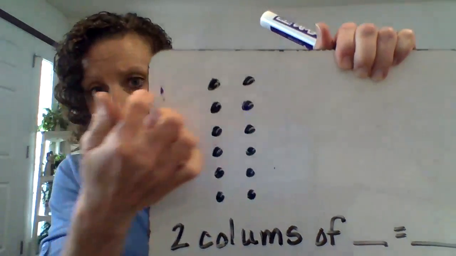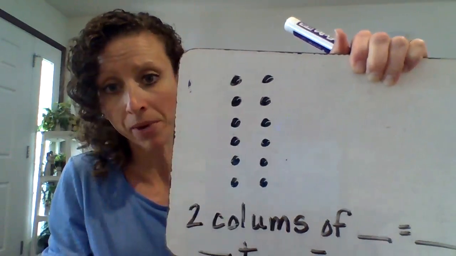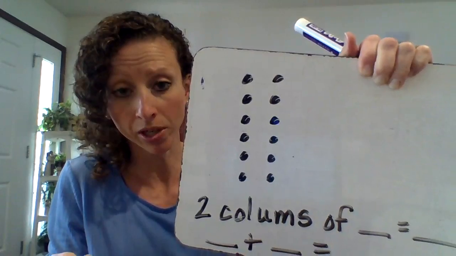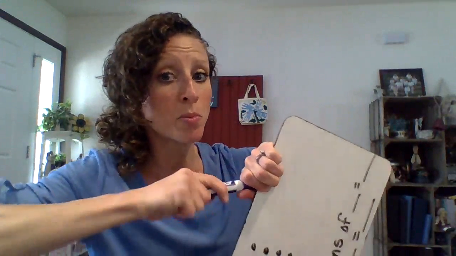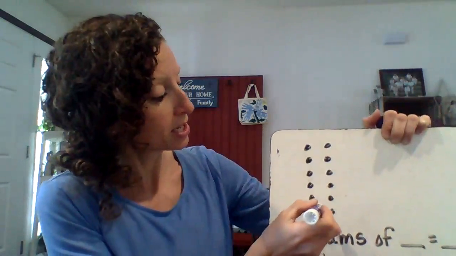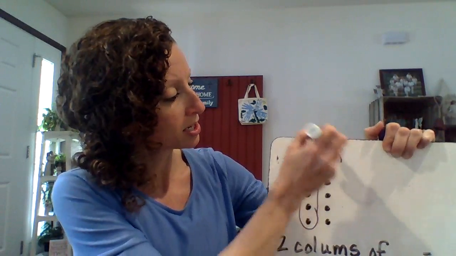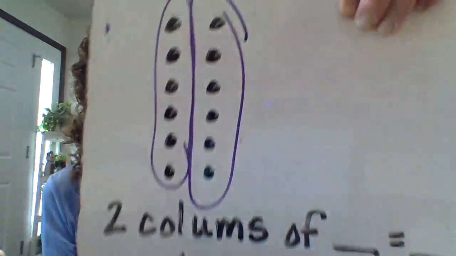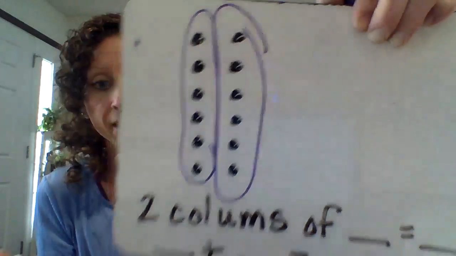Okay? Now I'm going to switch and go to columns. Columns go up and down, remember. So again, here's an array. Now I can see my rows, but I can always see my columns too. Everything's nice and neat and organized. This time I'm going to circle my columns. Columns go up and down. So I'm going to go like this and like this. And I can see 2 columns up and down.